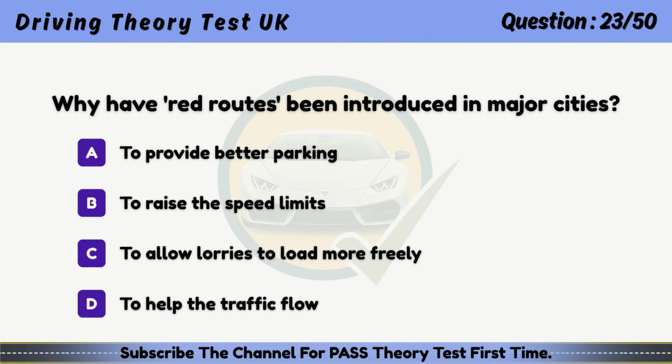Question 23. Why have red routes been introduced in major cities? Option A. To provide better parking. B. To raise the speed limits. C. To allow lorries to load more freely. D. To help the traffic flow.